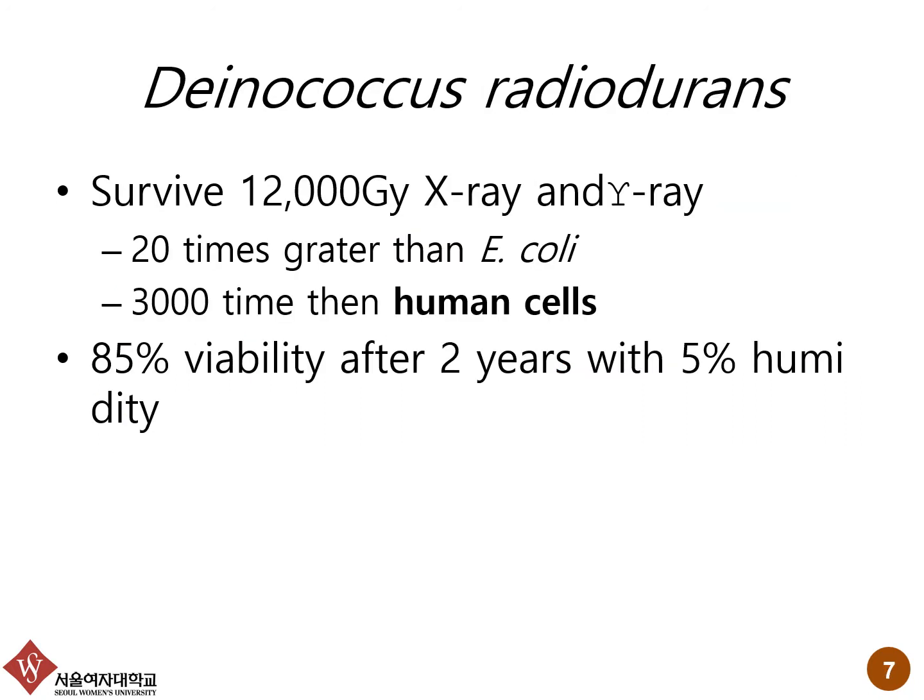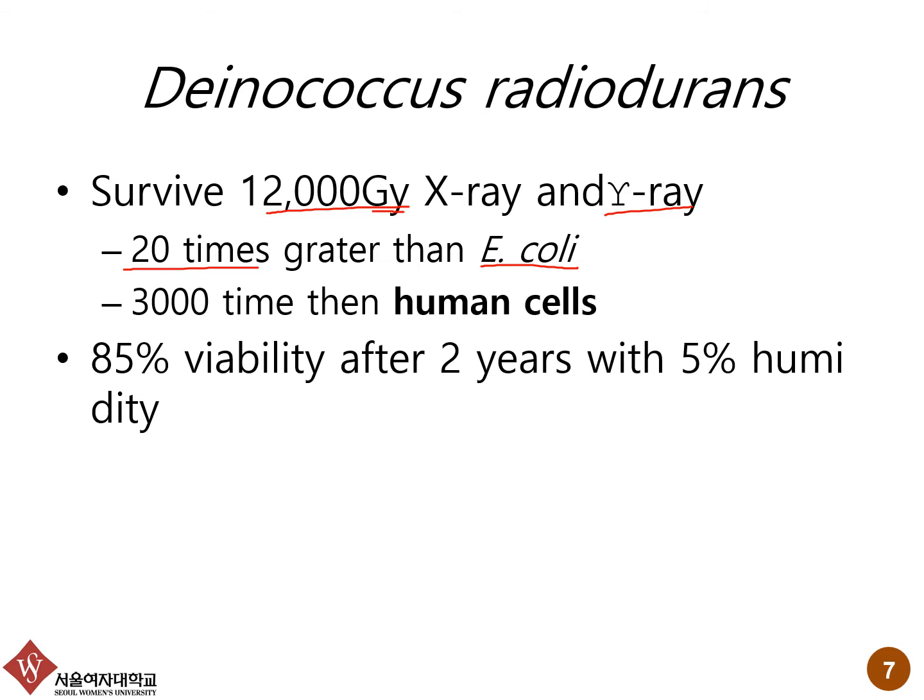When we talk about radiation resistant bacteria, everybody knows that Deinococcus is one of the popular genera which have radiation resistant bacterial species. Especially Deinococcus radiodurans is a very popular model for radiation resistant bacteria. Deinococcus radiodurans survives 12,000 grays. So 12,000 grays means around 12 kilograys of X-rays or gamma rays. This is almost 20 times greater than Escherichia coli.